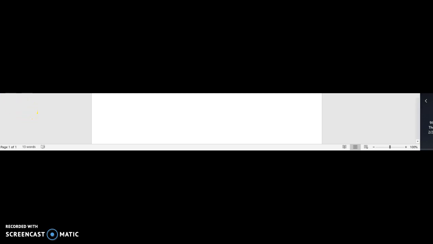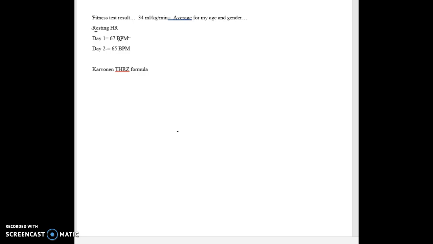Okay, so the next step is to determine what my target heart rate zone is, or training heart rate zone, the THRZ. You will see that I'm using the Karvonen method. It's the most efficient method. However, it needs some extra steps.